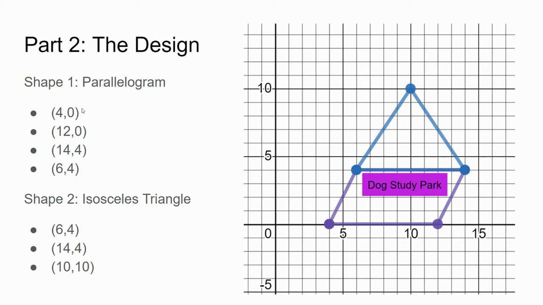I plotted all the points. So 4, 0, right? This point right here is 4, 0. Then I have 12, 0, 14, 4, and 6, 4. That's my parallelogram. Then I have 6, 4, 14, 4, and 10, 10 is my triangle. So I plotted my points on my coordinate plane.